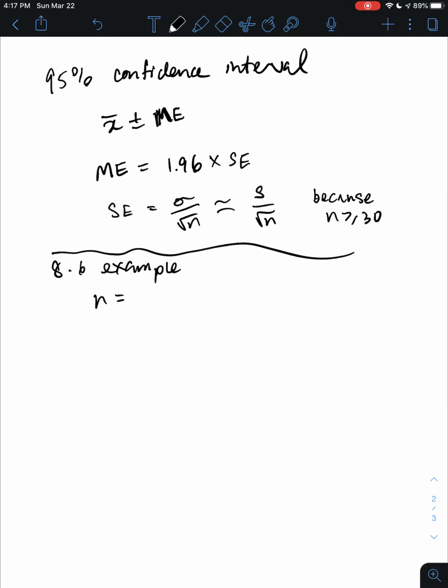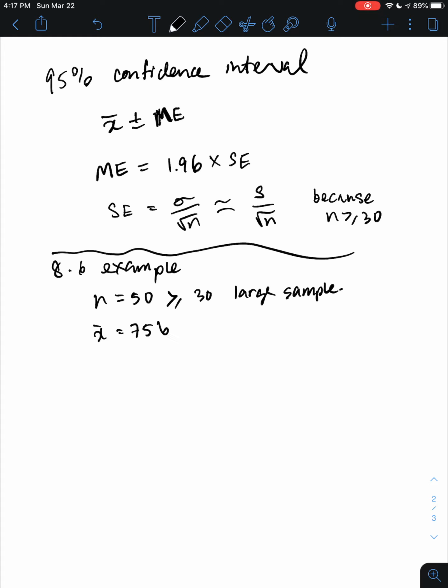So the sample size n is 50. An important thing to note is that that is bigger than or equal to 30, so this is a large sample. X bar is 756 grams of dairy per day.